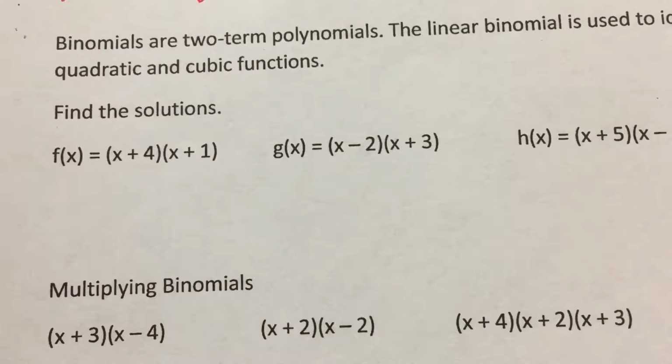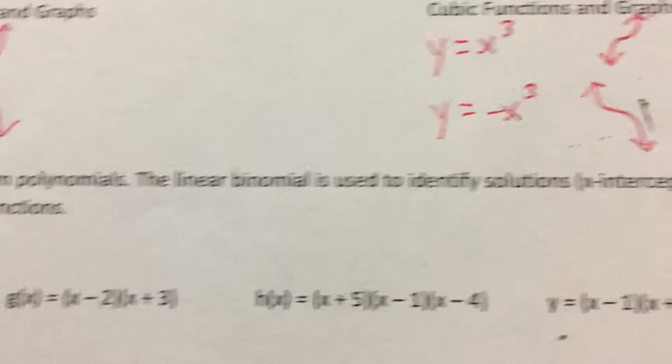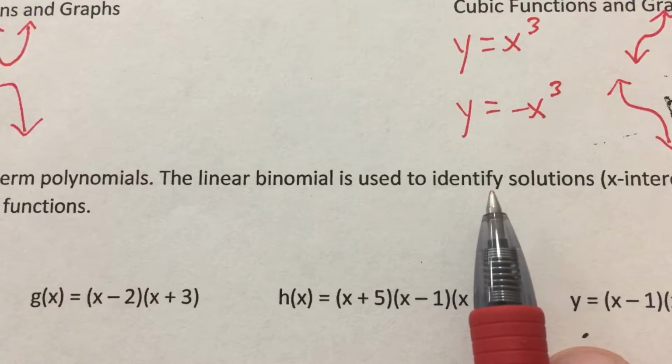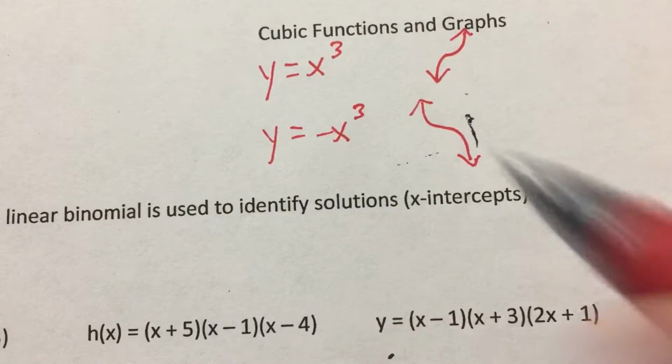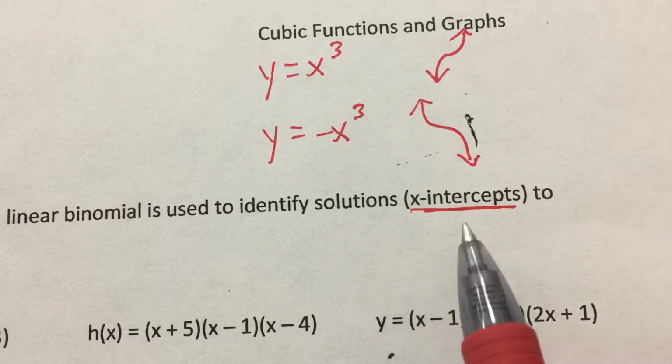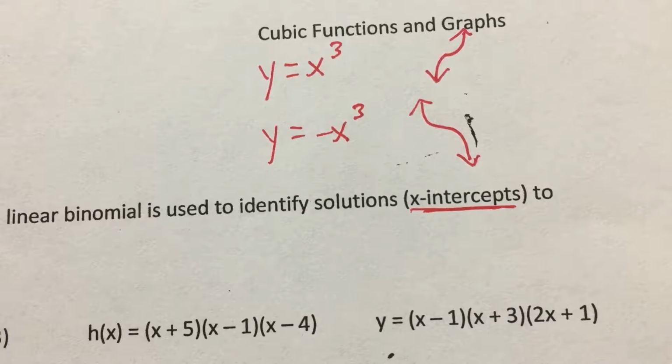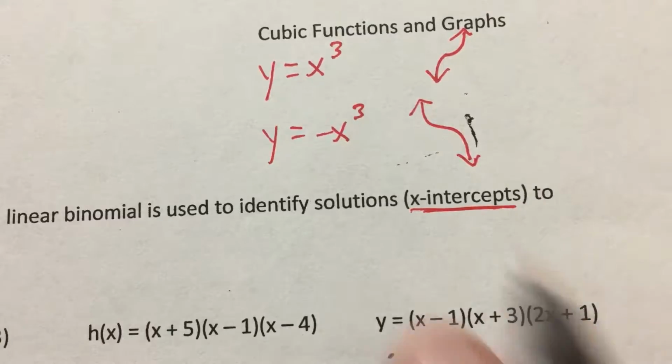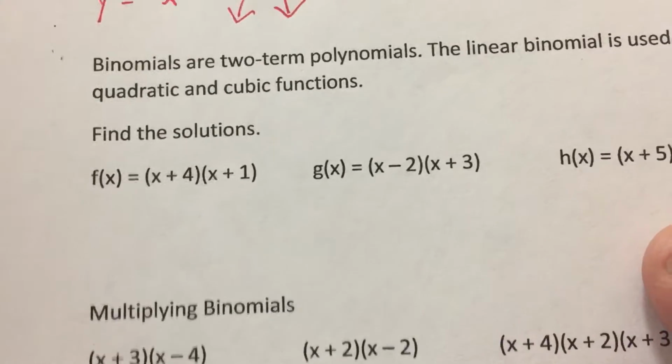So what is so important about these little binomials? Well, binomials help us identify solutions, or in this case, the x-intercepts. What we're finding when we solve these are where the graph will be hitting the x-axis. That's what x-intercept means. So let's take a look at this one, for example.